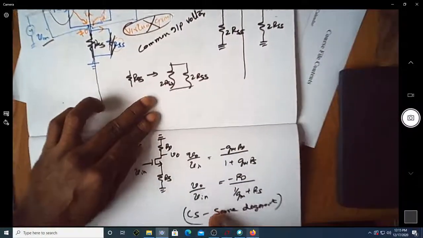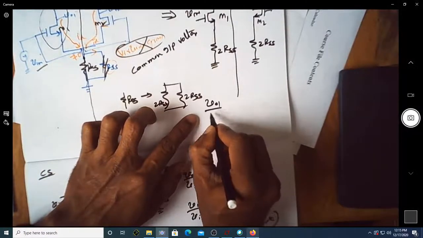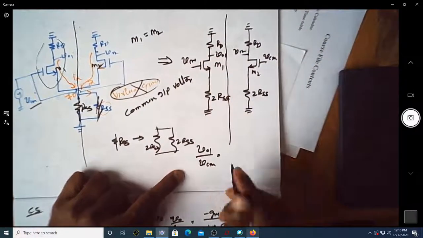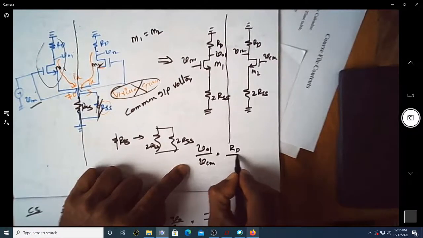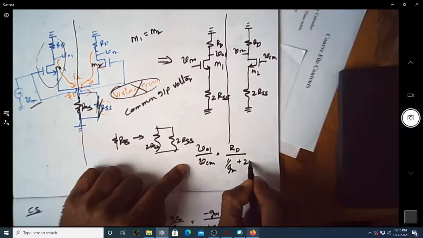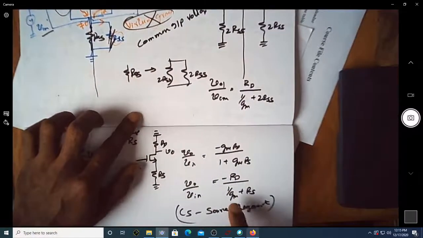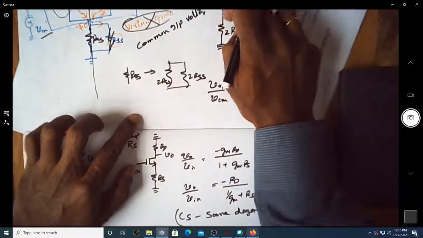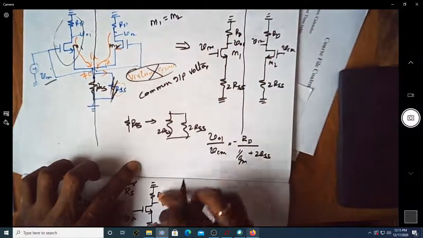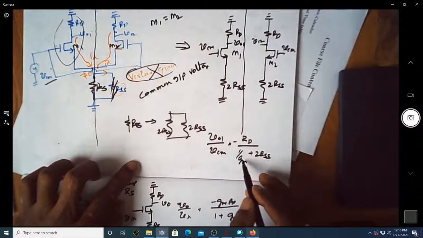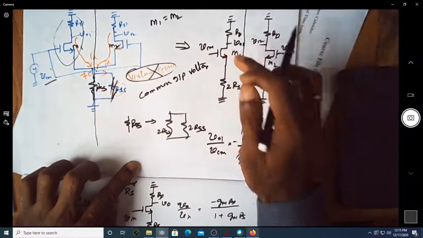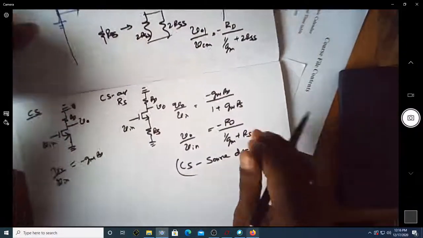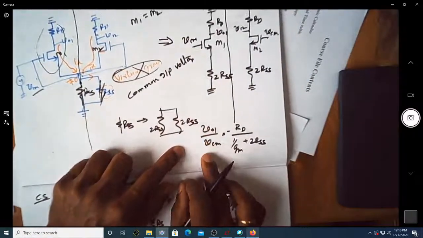So now, using this expression, I can write V01 by VCM, which is nothing but the gain of a CS amplifier over here with, of course, source degeneration. Can I write it as minus RD by (1 over gm plus 2 RSS)? Is it not exactly along these lines? Of course it is negative. This is minus RD, same as RD here, because we are assuming it to be the same. We are assuming the transconductance of this transistor as gm, and the only thing is that in place of RS I have 2 RSS.